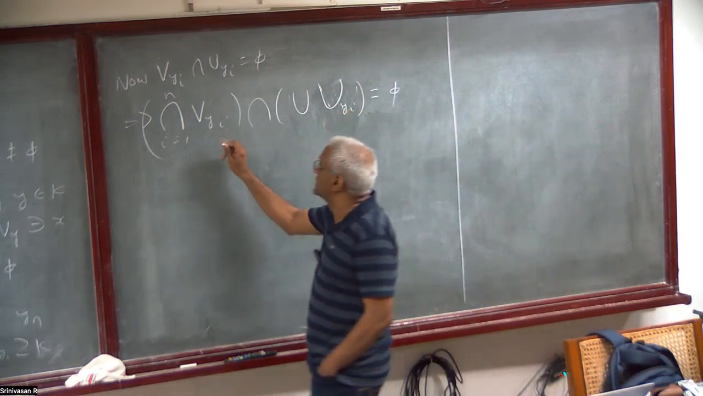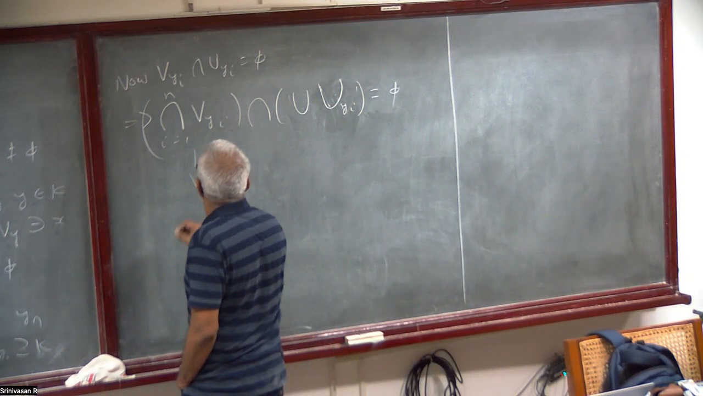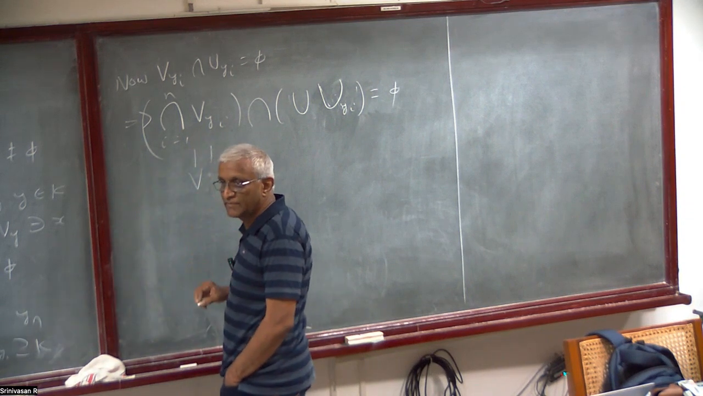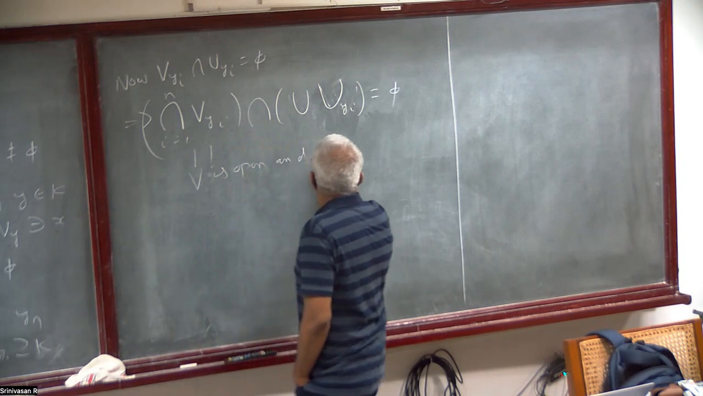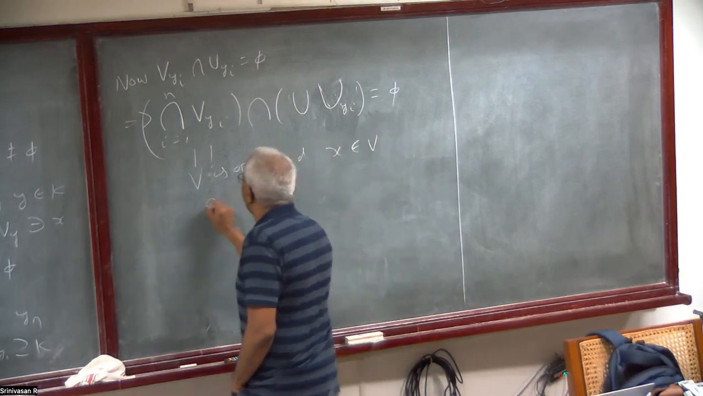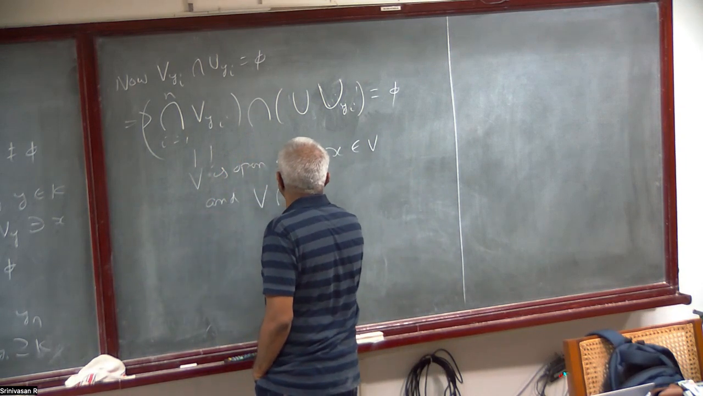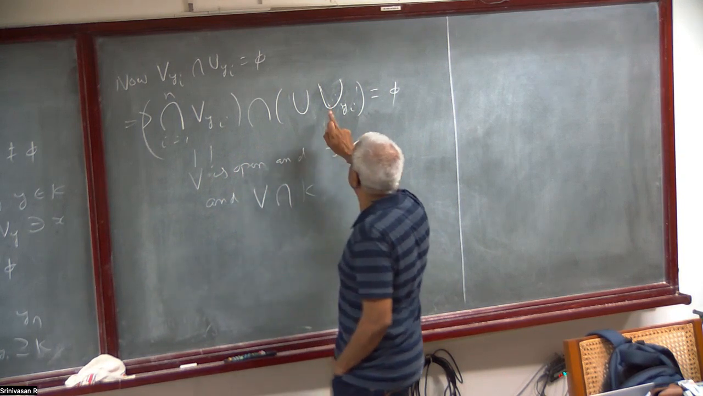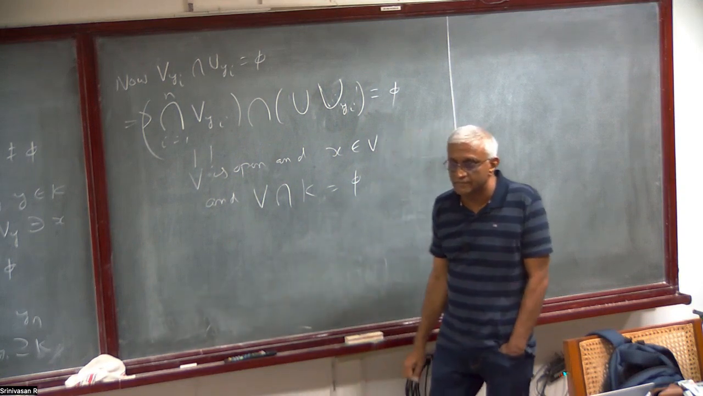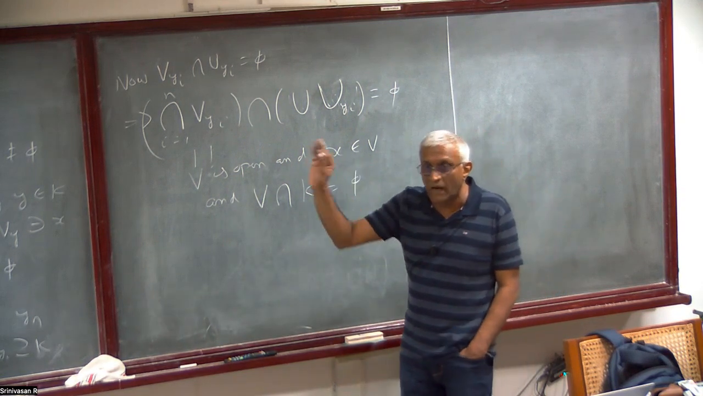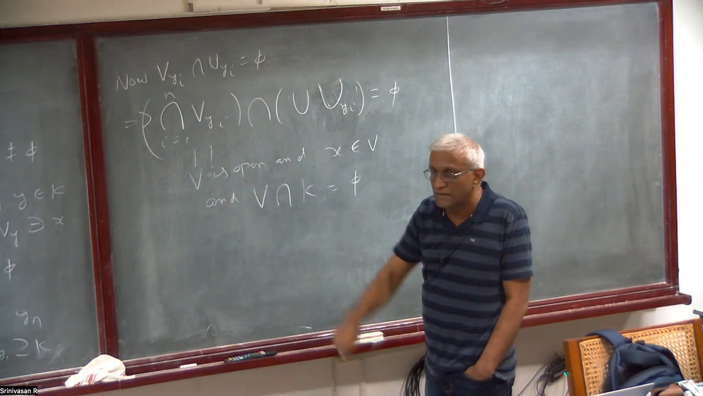Okay. Now this is an open set, right? We call it V. This is an intersection of finitely many open sets. V is open and x is in V, and V intersection K is contained in this, which is empty. This is a contradiction to the fact that x is a limit point of K.